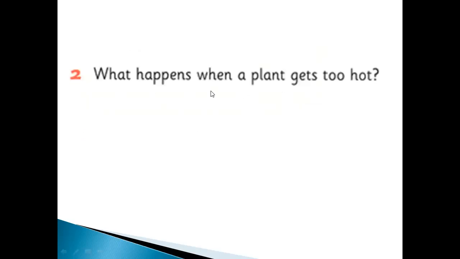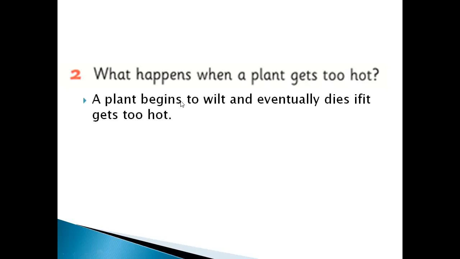Another question: what happens when a plant gets too hot? A plant begins to wilt. I told you before and showed you a slide of wilt. A plant begins to wilt and eventually dies if it gets too hot. First it starts wilting and then at the end it will die. Why? Because of too hot weather. It cannot survive in too hot weather.